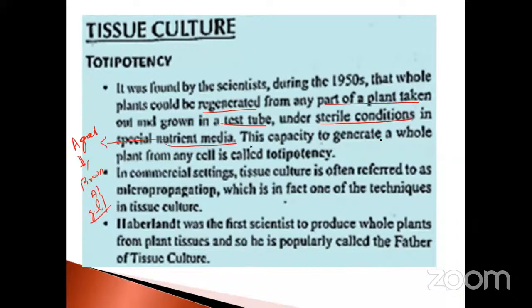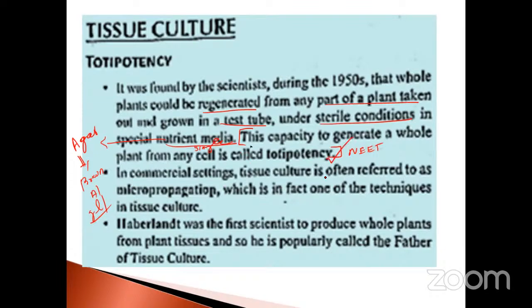The capacity to generate a whole plant from any cell is called totipotency. That's why I told you. What is meant by totipotency? Sometimes they may ask questions: which one of the following statements is not correct regarding totipotency? This capability or capacity to generate a whole plant from any single cell, just imagine, a single cell, is called totipotency.